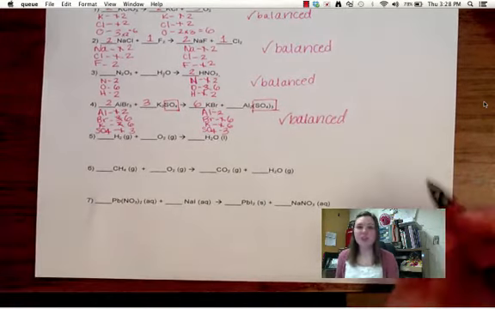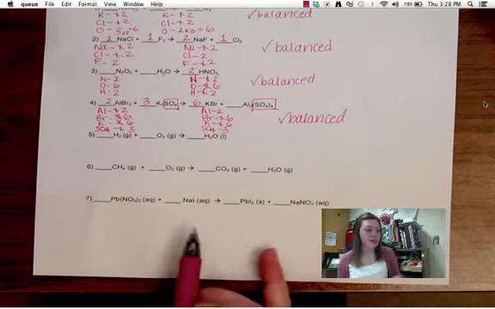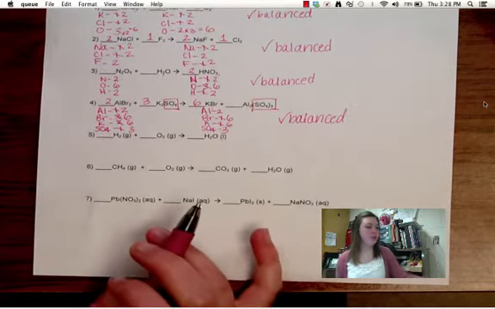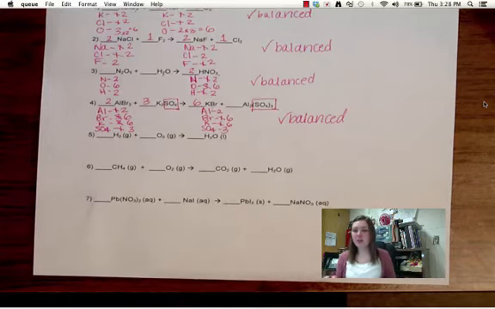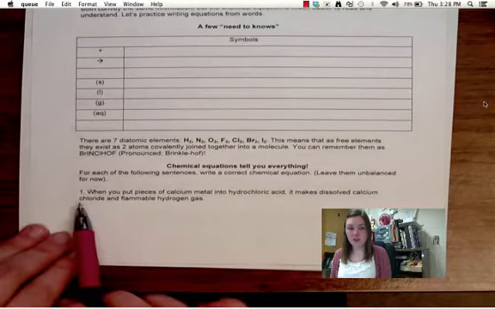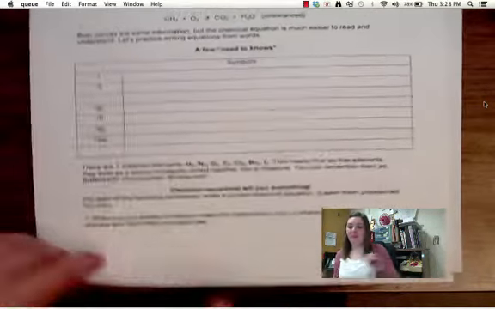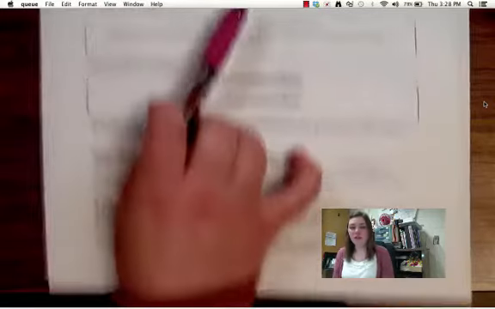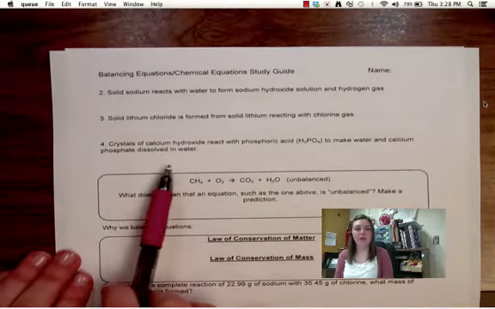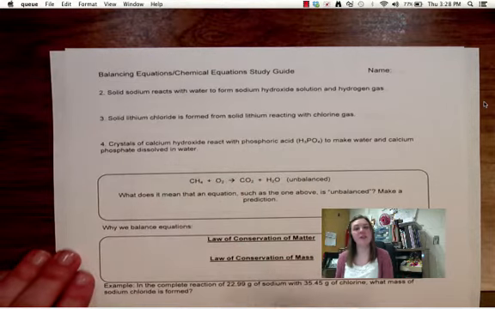So I want you guys to do the rest, the last 3 problems as homework. And if you go back to the first page of your study guide, I want you to finish balancing questions 1, 2, 3, and 4 here. So finish writing out the equation and balancing all 4 of them.